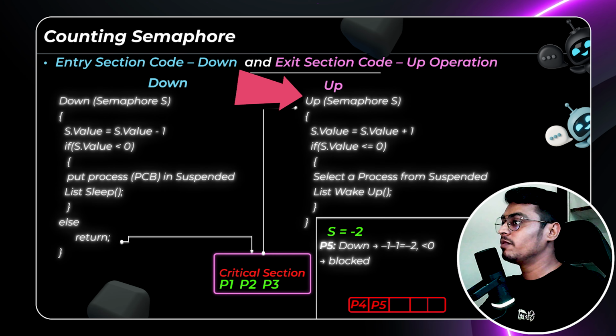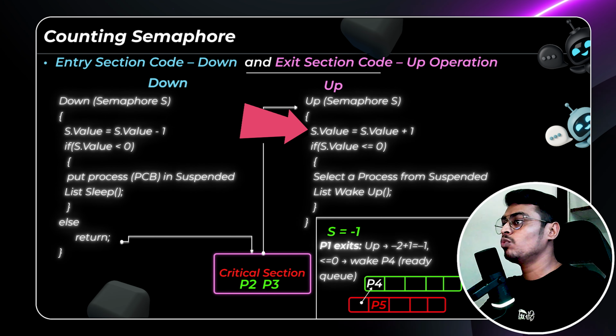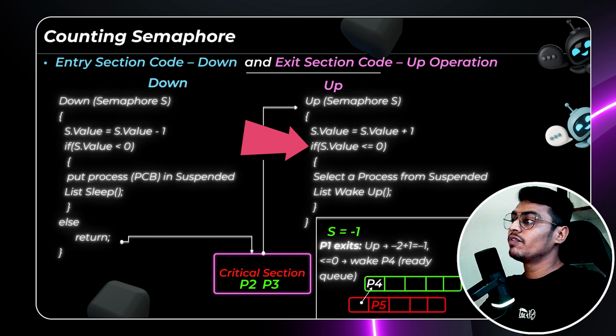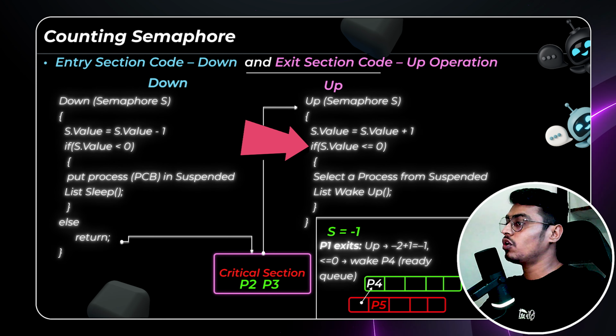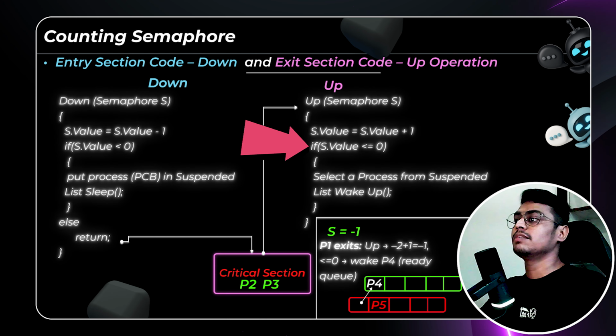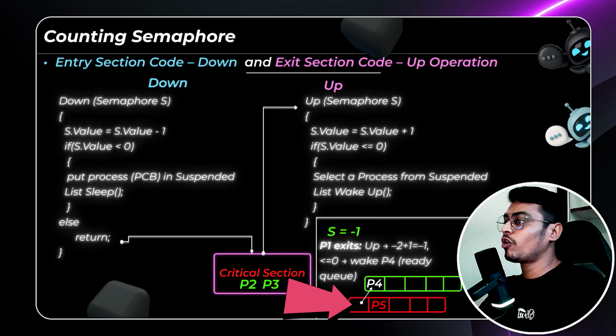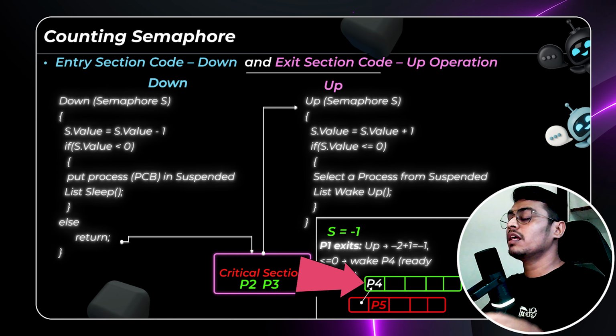So what will the up operation be? S value is equal to -2 plus 1, which is -1. So it has executed this code. Now it will check whether S value is less than or equal to 0. Yes, it is -1, so it is less than or equal to 0. So select P4 from the suspended list, wake it up, and put it in the ready queue.